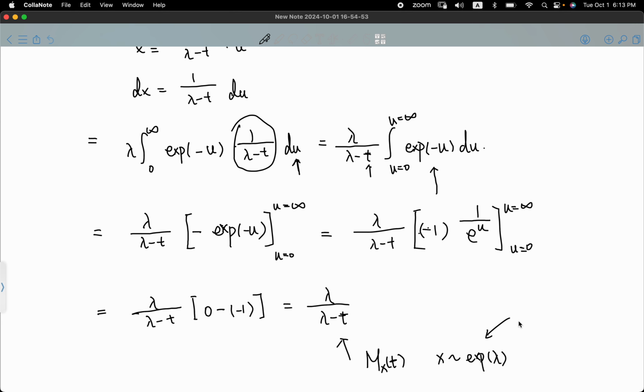And later we will calculate the moment generating function for different distributions, and you will see that they all look different. But if you find a moment generating function that looks familiar, then you already know what distribution that random variable follows. Yeah, so that would be the idea. Okay, so any questions up to this point?